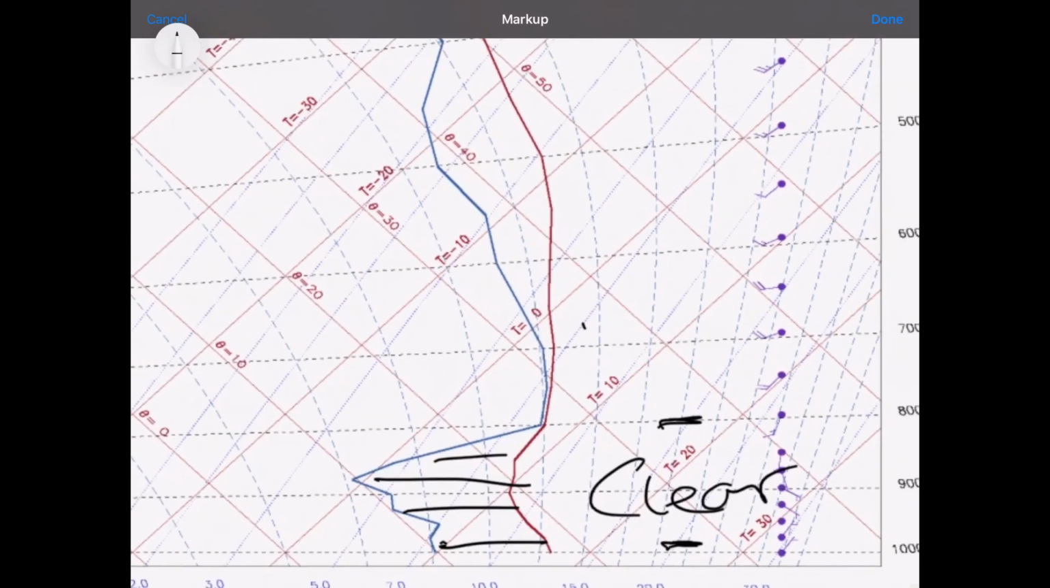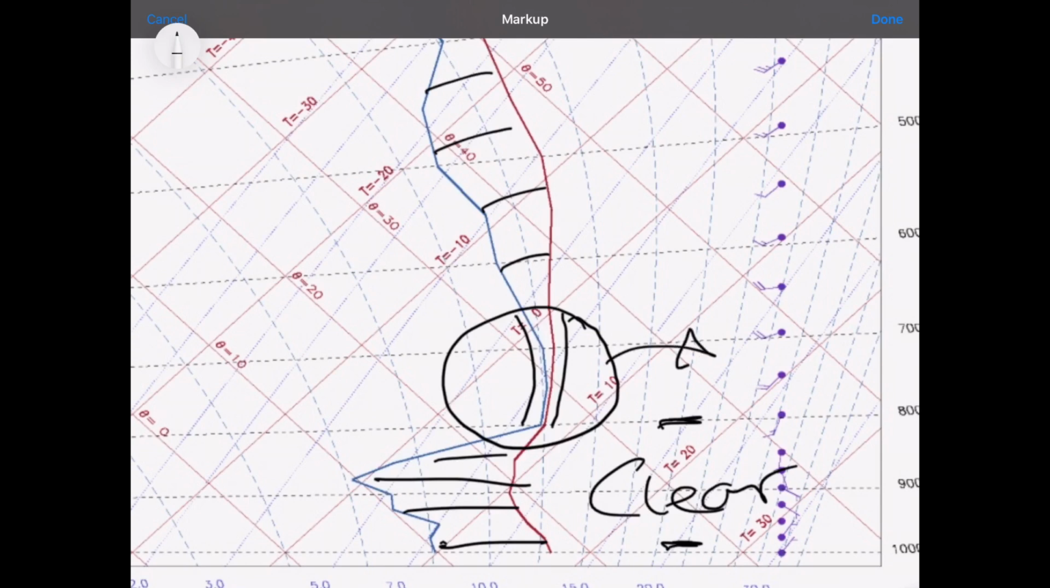If you see this area here, then the dew point temperature, the blue line, and the ambient temperature, the red line, are pretty much identical. They only start to spread out in the higher level. So I would consider in this area there would be stratus.